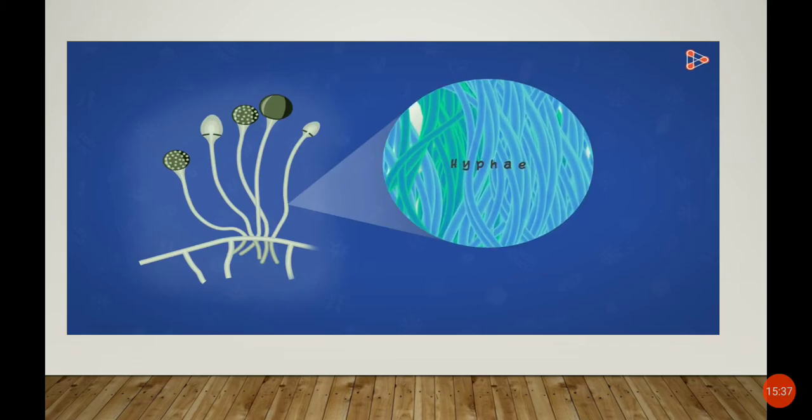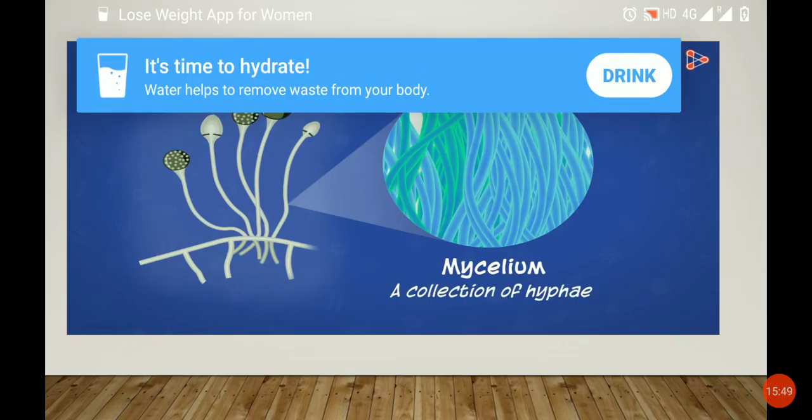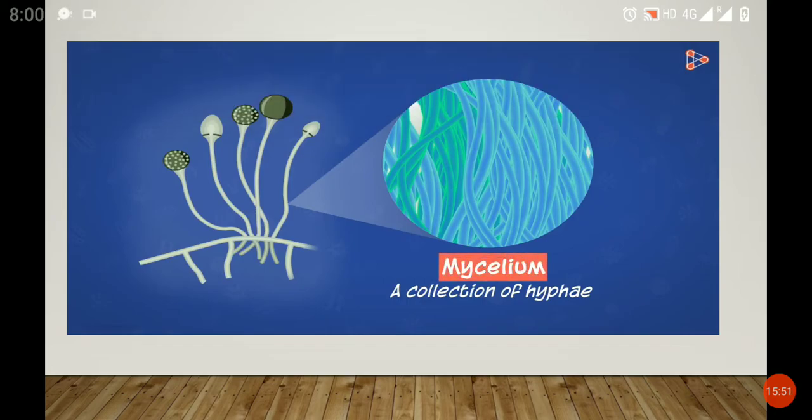These threads get interwoven to form a network. This structure is what we call as the mycelium. So can we say that the mycelium is a collection of hyphae? Yes. And can we also say that the fungal body is made up of mycelium? Absolutely. Thus, this stalk that we can see here and also these root-like structures are all mycelium made up of hyphae.